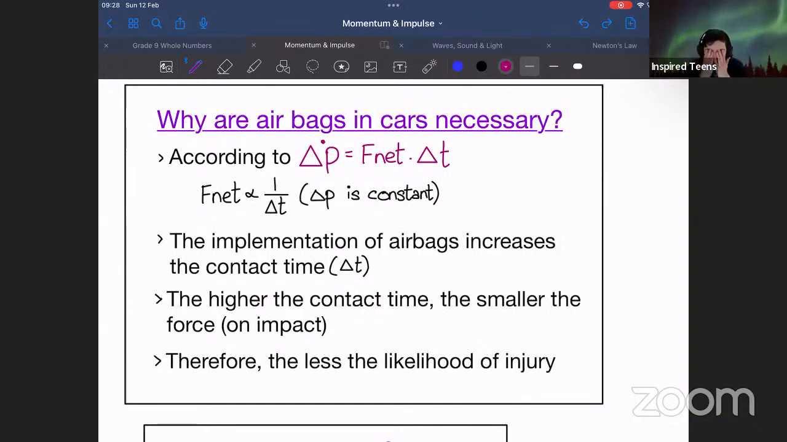So the airbag increases the contact time because you are not knocking onto the steering wheel or the glass or anything at a rapid pace. Remember, the airbag is sort of like a cushion, and your contact time with the airbag is a lot longer compared to your contact time with the steering wheel, where your head would just literally bounce off. So when you increase that contact time, it decreases the force according to the formula above. And therefore the smaller the force, the less serious the injury, or the less the likelihood of injury in general as well.